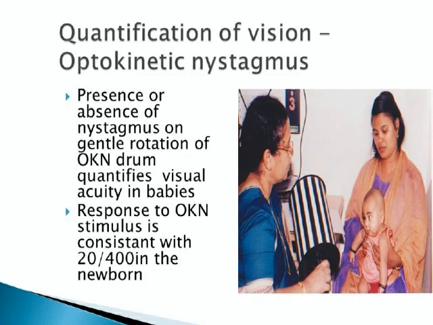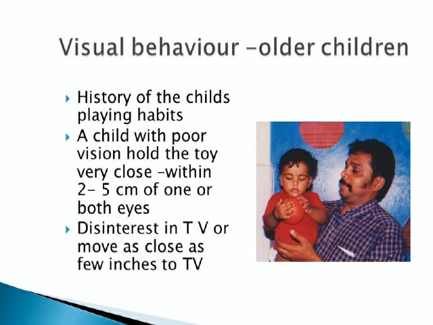Testing for OKN is easier said than done. It is very difficult to keep the attention of the baby on the OKN drum. And in slightly older children, we have to assess the visual behavior. Look at the way the child plays, the child keeping the object very close to the eyes. That will give a clue to defective vision.